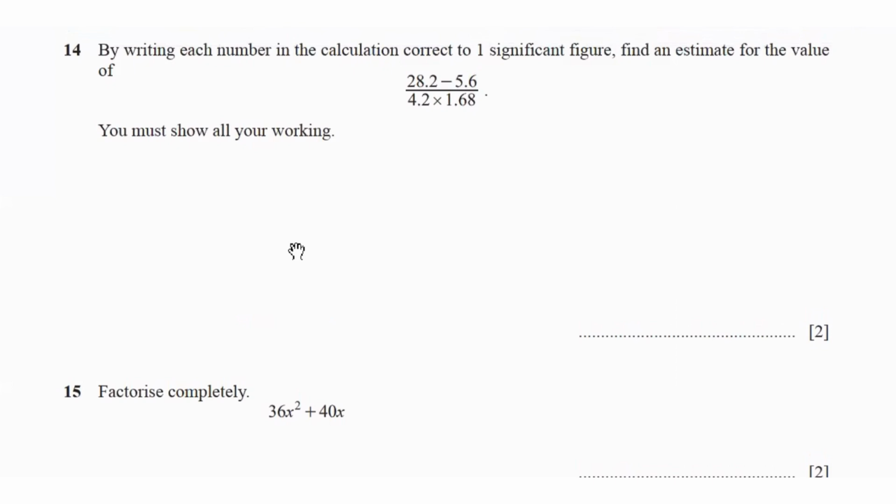Question 14 says by writing each number in the calculation correct to one significant figure, find an estimate for the value of 28.2 minus 5.6 divided by 4.2 times 1.68. You must show all your working. So 28.2 correct to one significant figure is basically 30. 5.6 is 6. 4.2 is 4 and 1.68 is 2. So 30 minus 6 is 24. 4 times 2 is 8, and 24 divided by 8 is 3. That is your answer.